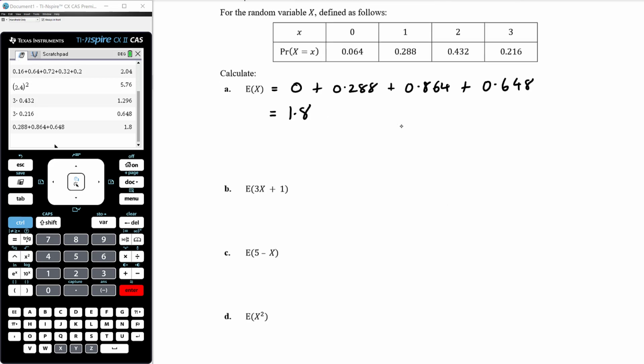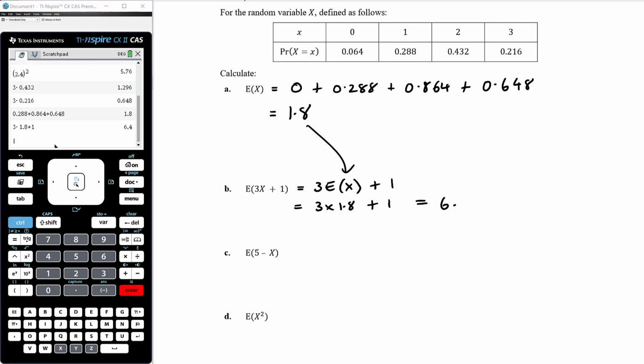Okay, so if we want to then work out the expected value of 3x plus 1, we could change all our values, 3 times x plus 1, this will become a 1, this becomes a 4, 3 times 2 is 6 plus 1 is 7, 3 times 3 is 9 plus 1 is 10, and do it again. But what we've just established is when this is a linear function in here, this is the same as 3 times the expected value of x plus 1. So having worked out our expected value of x, that is 3 times 1.8 plus 1, so 6.4.